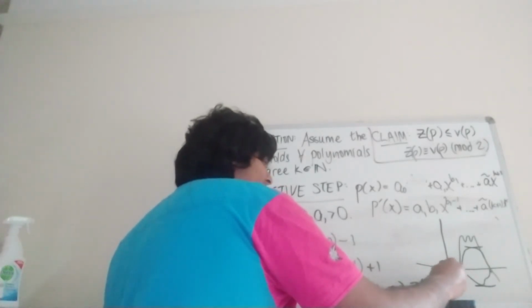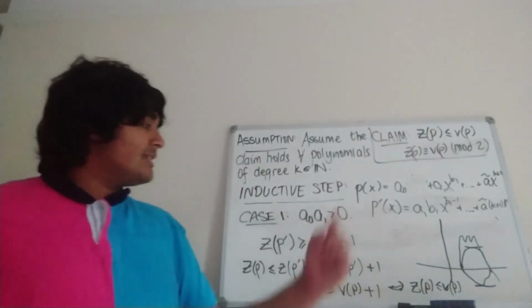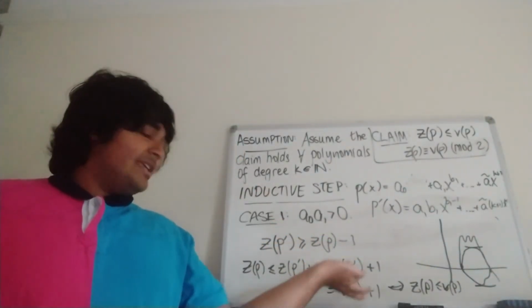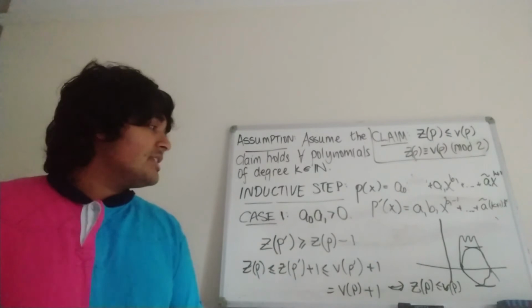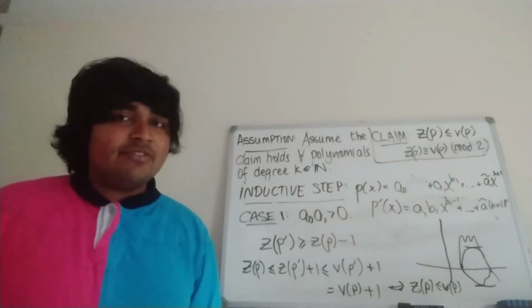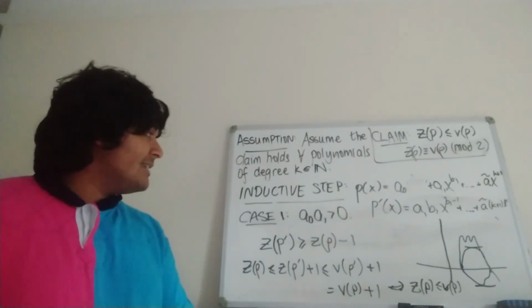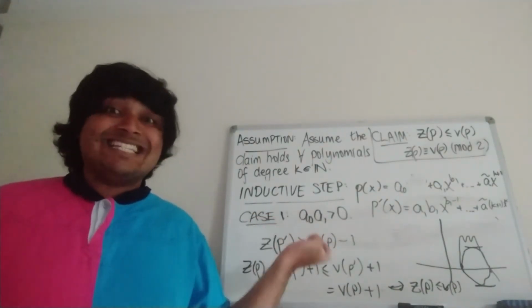So you have to use a little parity argument there to get this inequality, but z of p must be at most v of p, because they can't be equal, and obviously z of p and v of p are integers. Anyway, that proves it in the case that a0 times a1 is positive. Now let's look at the case where that product is negative.